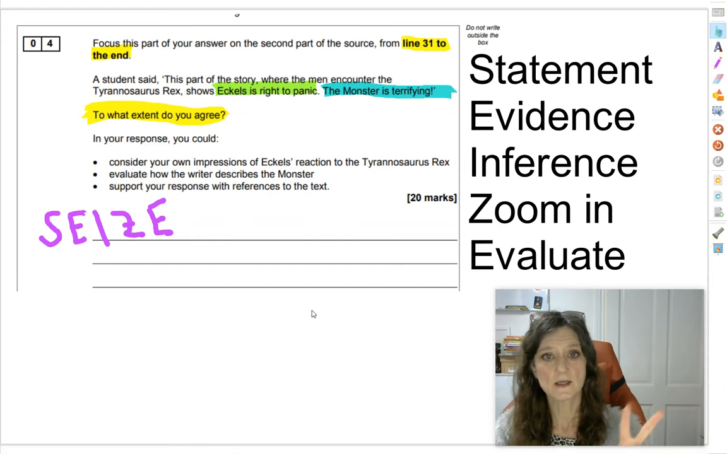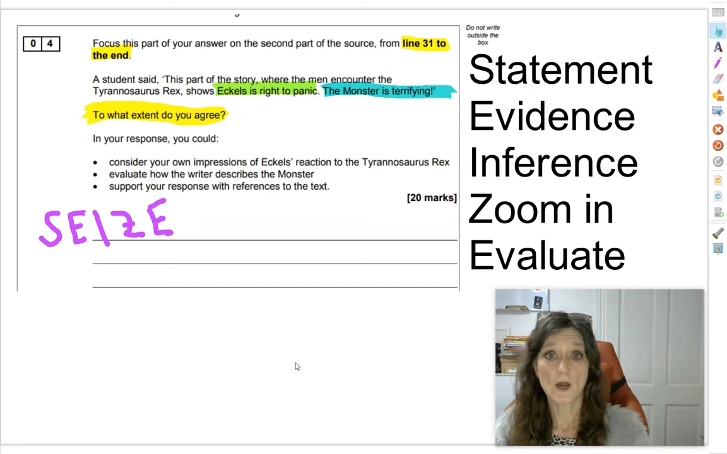Now, the second thing to think about is this statement that the fake student says. So here it is. We can break it into two parts, and I've highlighted these in different colours. Eccles is right to panic. That's the first part of the statement. The monster is terrifying, and that's the second part of the statement.